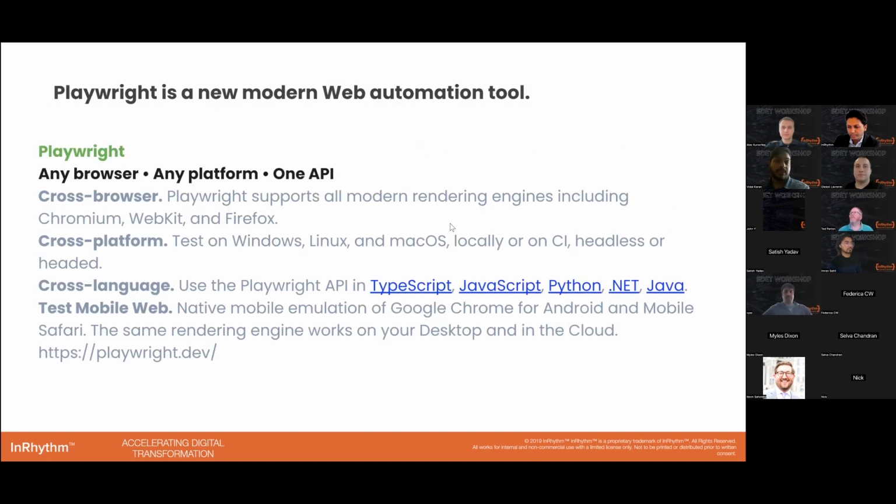So what is Playwright? Playwright is a very flexible automated testing solution built off of a Selenium backend. It is cross-browser, supporting basically all modern browsers. It's cross-platform, including mobile web, and it's also cross-language, allowing you to write tests in TypeScript, JavaScript, Python, or .NET.